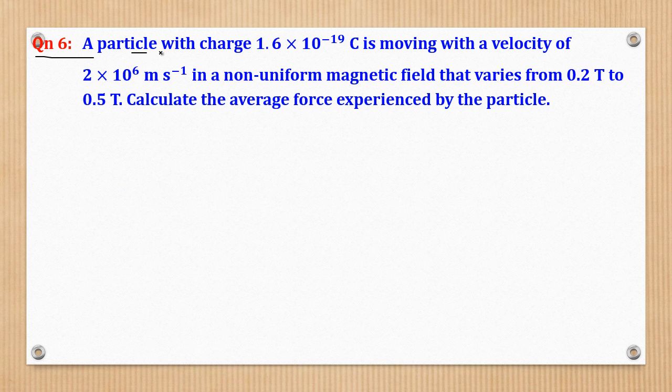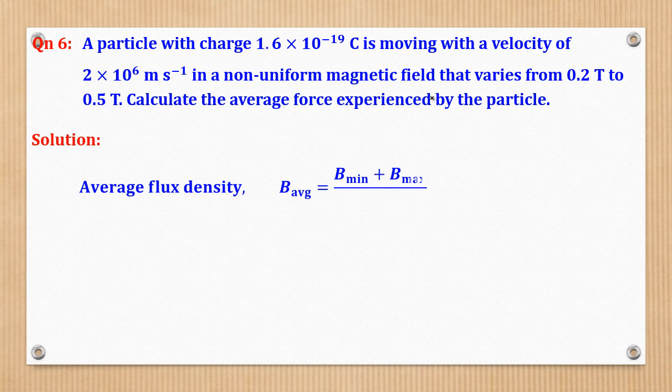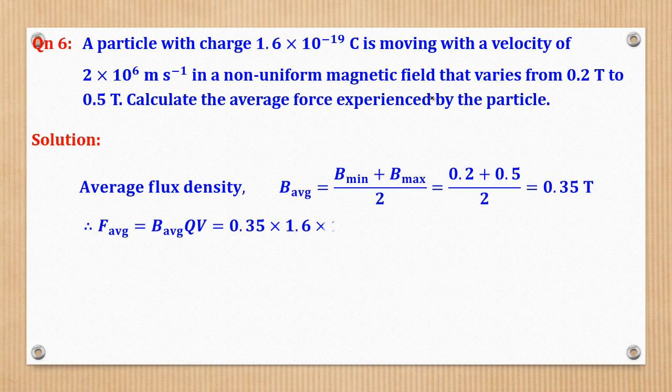Question 6. A particle with charge this is moving with a velocity of this in a non-uniform magnetic field which varies from 0.2 Tesla to 0.5 Tesla. Calculate the average force experienced by the particle. So this is similar to the one we've just done. First get the average flux density by sum divided by 2, then use it to get the average force, and that's what they wanted.